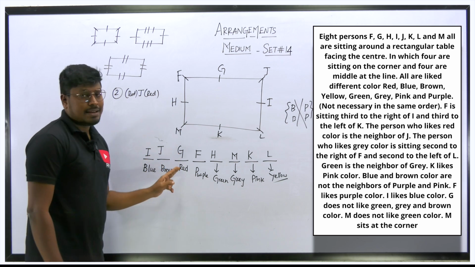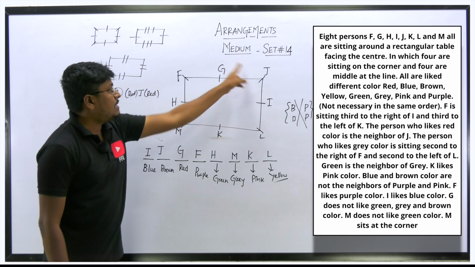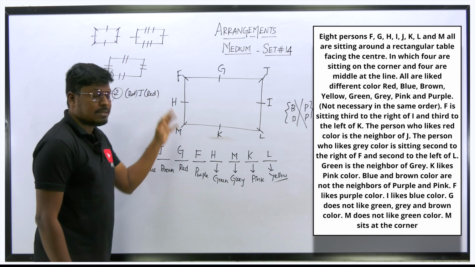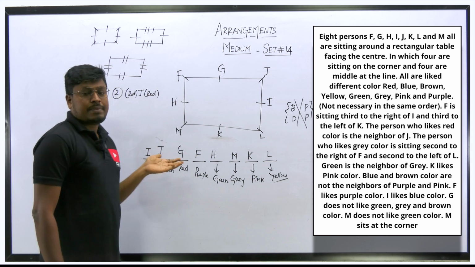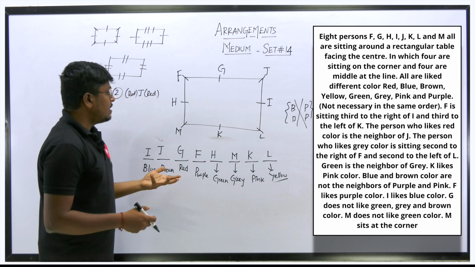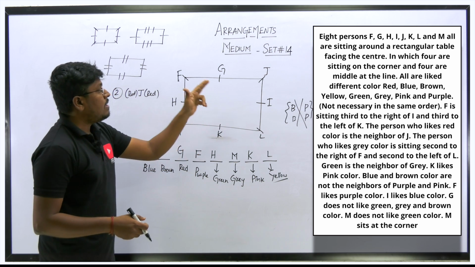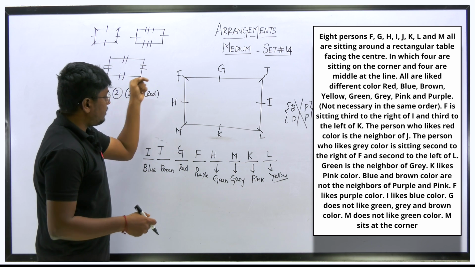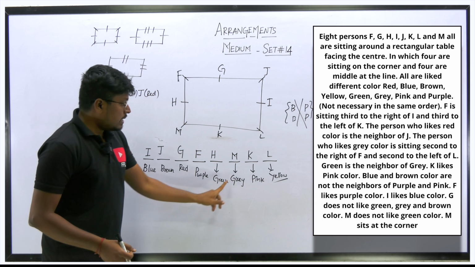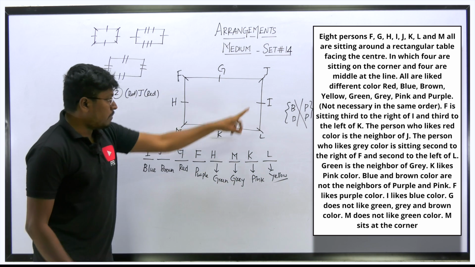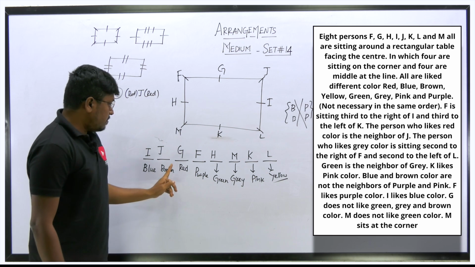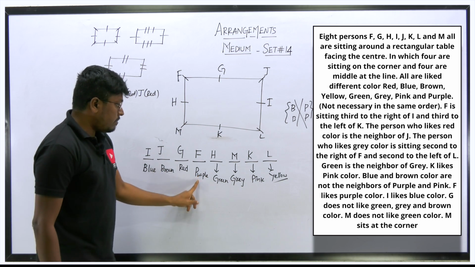I's right hand side second is G. So we can say I's right hand side second is G. And similarly G's right hand side third is M. It goes in this way, right? So we can say that this will be the answer for the question. Very interesting. So M, K, L, I, J, G, F and H. That's it. Blue, brown, red, purple, green, pink, yellow, and we know that both blue and brown are not immediate neighbors of purple and pink.